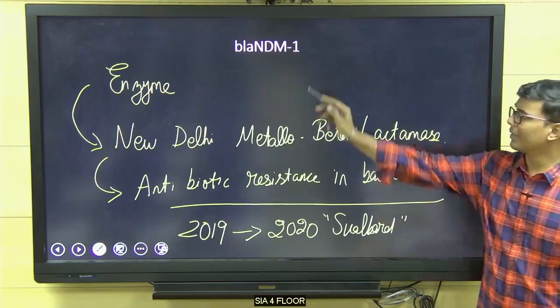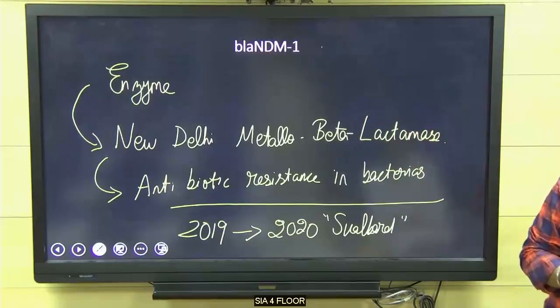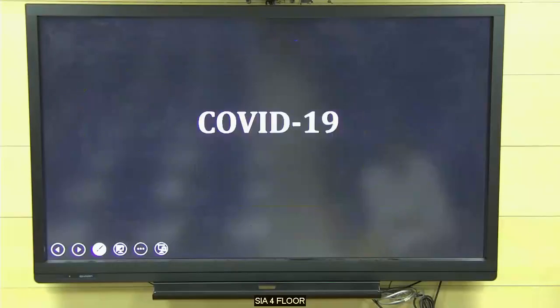So the enzyme that was discovered in 2018 has, in 2 years, reached the Arctic. Good. This is the news about BLA NDM1. Next, we are starting with COVID-19.